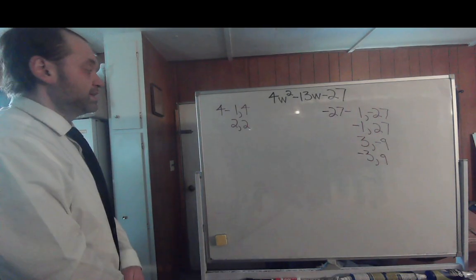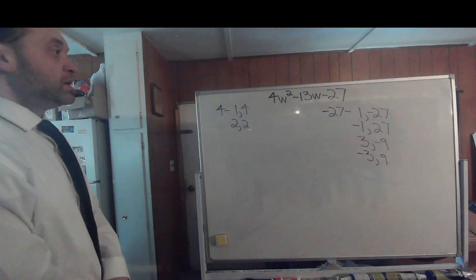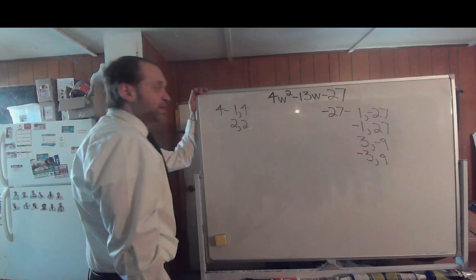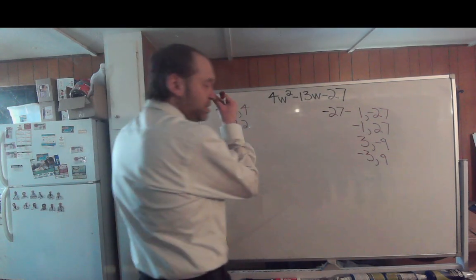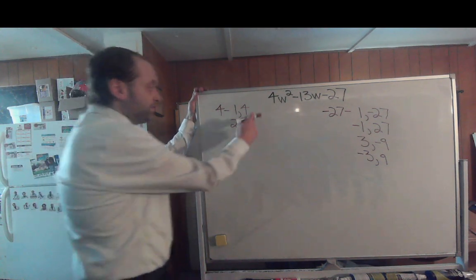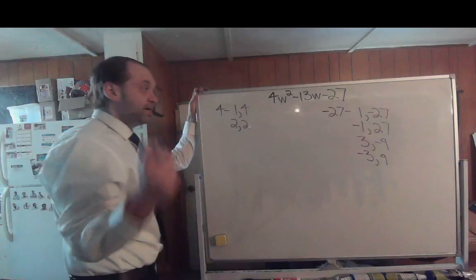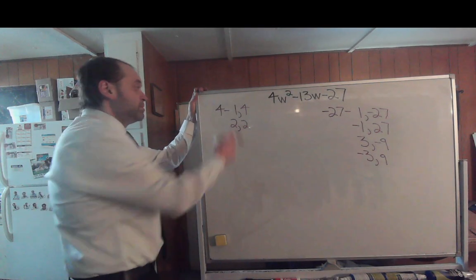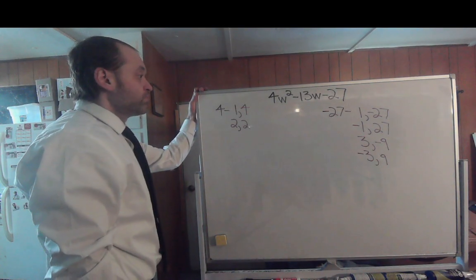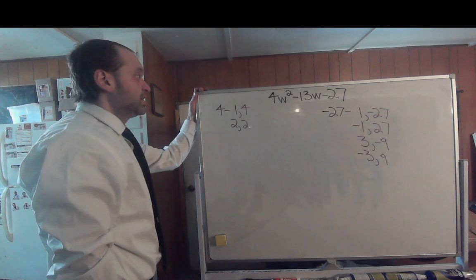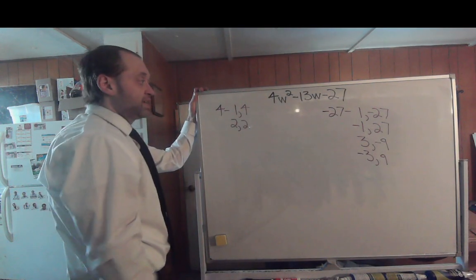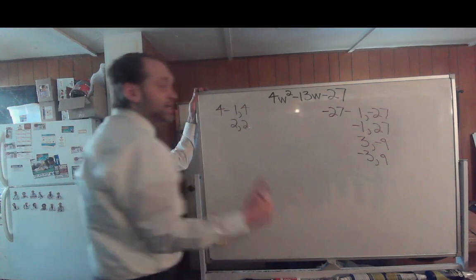Okay, let's get into this here. So if I took 4 times negative 27, that would give me negative 108 plus 1. That would give me negative 107. That doesn't work. If I took 4 times 27, that would give me positive 108. Minus 1 would give me positive 107. That doesn't work. Alright, let's see. 4 times negative 9 is negative 36. Then plus 3, that gives me negative 33.